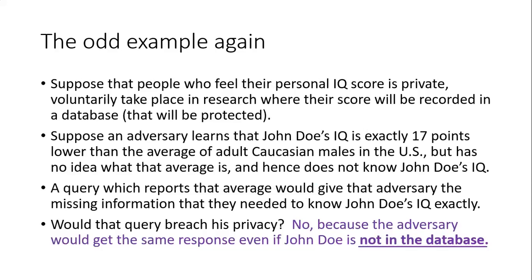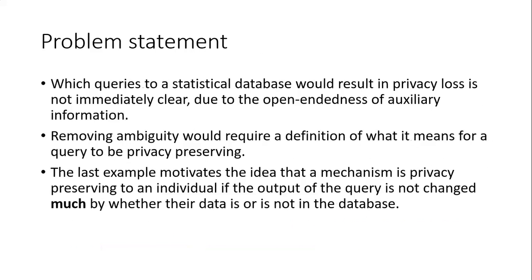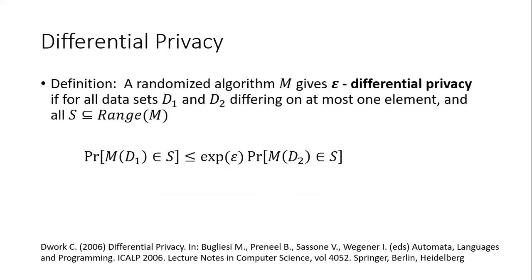No. So that's definitely not what I'm saying. What I'm saying in this one example is, if John Doe's data is not in the database, then a query to the database cannot breach John Doe's privacy, right? And so, in this example here, the return value of this query, which is the average IQ, would not be changed much whether John Doe's information was in or not. And so perhaps it'll be most clarifying for me to just show you this definition.